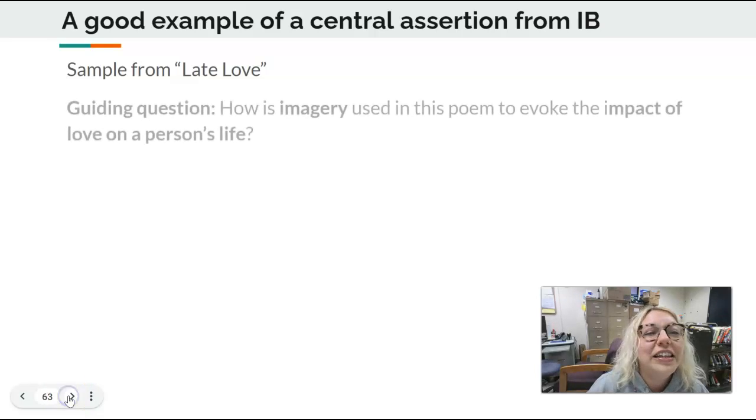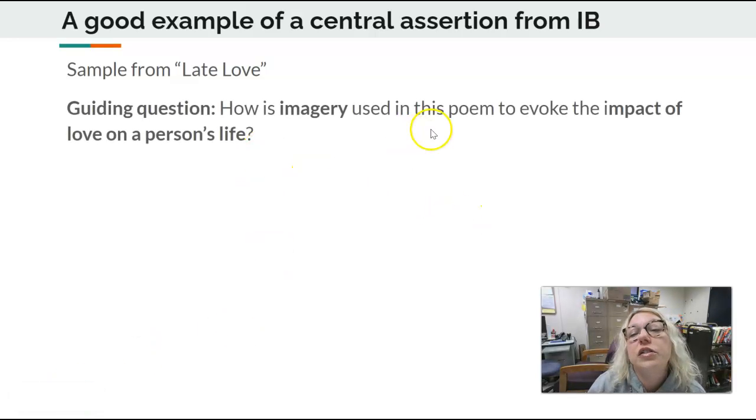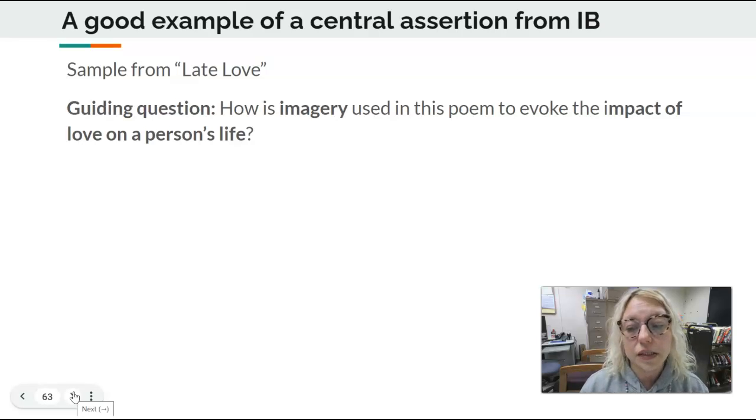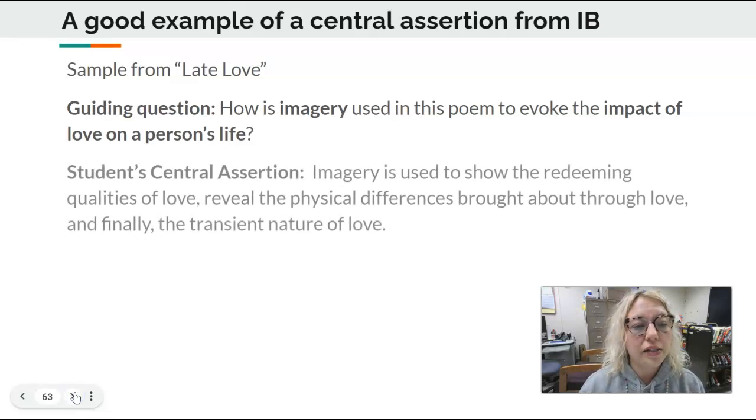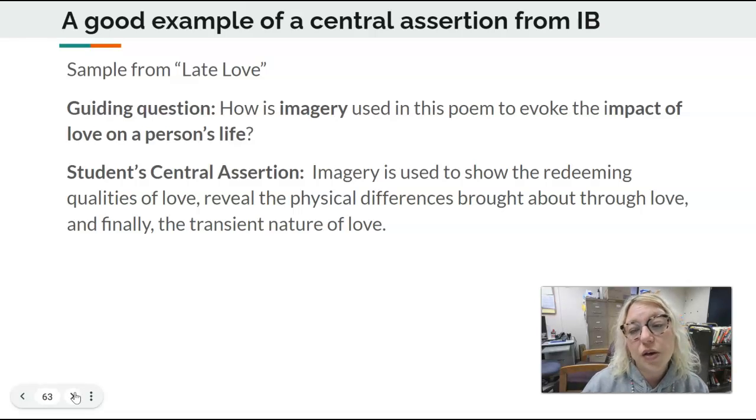Okay, so guiding question, how is imagery used in this poem to evoke the impact of love on a person's life? This is back to that Late Love poem that we've already looked at. And this sample is in Schoology, so you can look at the entire essay. Here's the student's central assertion. Imagery is used to show the redeeming qualities of love, reveal the physical differences brought about through love, and finally, the transient nature of love.